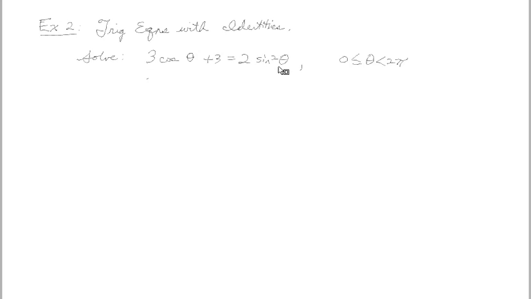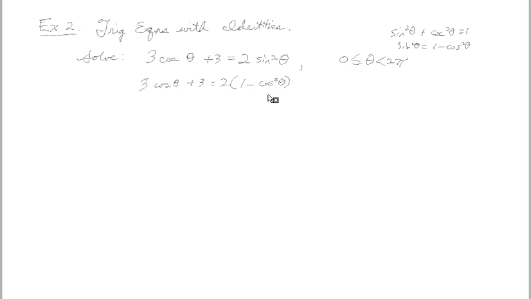Because since I have this sine squared theta, if I can convert this into an expression that has cosine squared, then I would have a similar situation to what I did in example 1. Well, what relationship do I know about sine squared theta? I know that sine squared theta plus cosine squared theta is 1, so sine squared theta is equal to 1 minus cosine squared theta. So maybe if I can substitute this, it'll simplify my problem for me. So let's try that. 3 cosine of theta plus 3 is equal to 2 times 1 minus cosine squared theta.